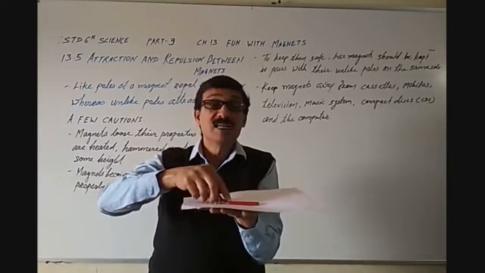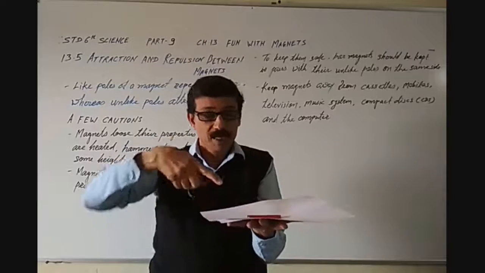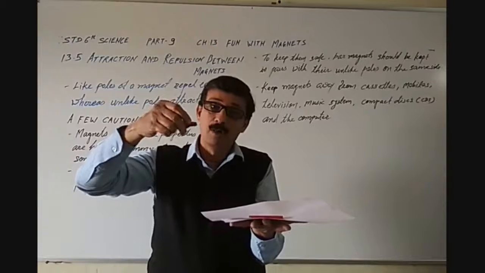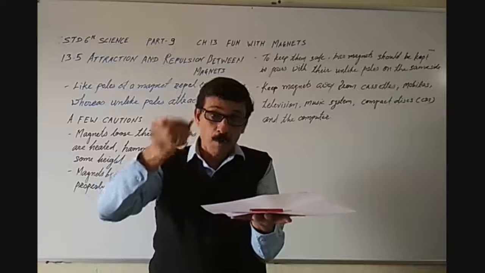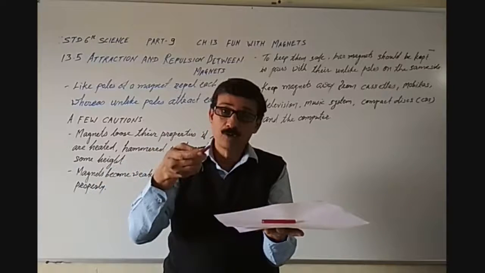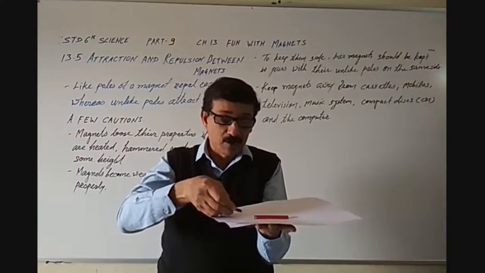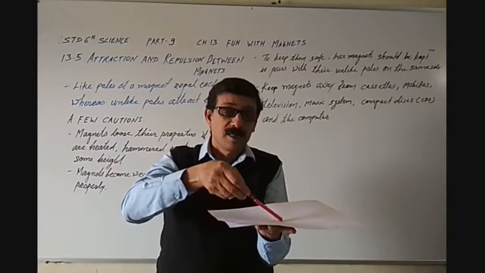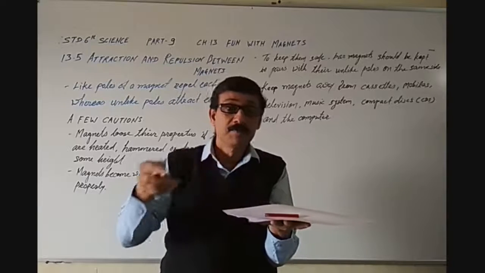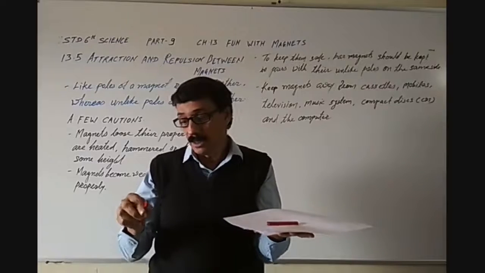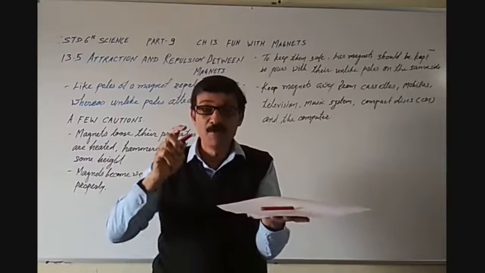Okay, they attract each other. They attract each other. Means what? This is the north pole, this is the south pole, and if I bring these poles, opposite poles, we can say north and south are opposite to each other. So I can say when opposite poles are nearby to each other, they attract each other. Now let's see if we bring the same pole.